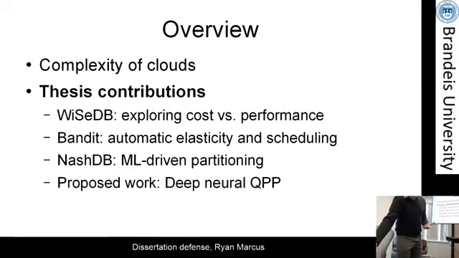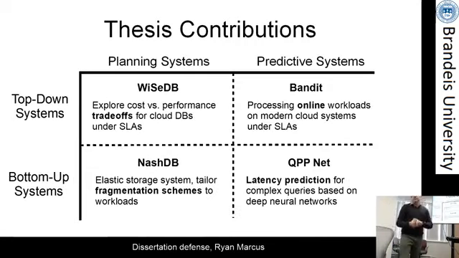So next we're going to talk about the various systems that we've developed in an attempt to do that, and we've created a hierarchy of them. We've created 4 types of systems. We've created planning systems. These are systems that allow you to explore your options and assess cost versus performance trade-offs. And we've created predictive systems, which try to minimize costs directly in an online fashion or try to make some kind of prediction about the future.